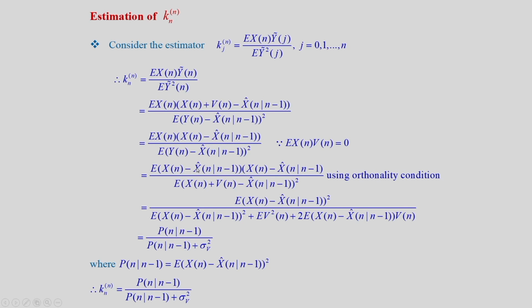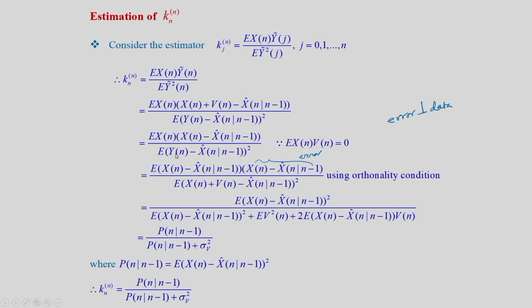So, this is the result we got because of the relationship: error is orthogonal to data, this part is error, and this estimator is a linear combination of data. Therefore, this error will be orthogonal to this. Therefore, what we obtain is that k n n is equal to E of x n minus x hat n given n minus 1 whole square. So, this is one term. In the denominator, we have E of y n minus x hat n given n minus 1 whole square.